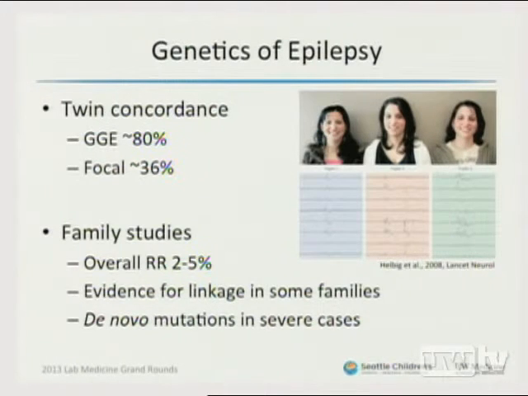And then lastly, we know for some of the severe epilepsies that de novo mutations are seen in children who have those epilepsy syndromes. And so that, again, is clear evidence that new genetic change in the affected child causes disease, and that's a clear genetic syndrome.